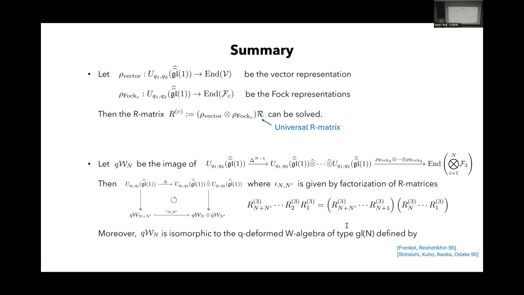I'm going to construct the generators of the QWN by using R matrices. Yes, so I think it depends on what I define by T, right? By the way, this is not how originally the q-deformed W algebra was defined by Frenkel and Reshetikhin, because I was going to mention this in this slide.